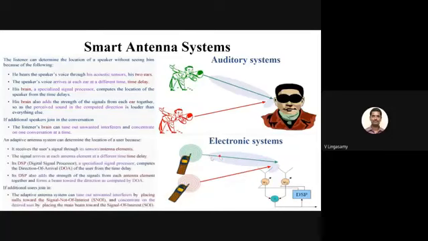Okay, so here you can see that the sensor is basically an antenna element. For example, you are receiving the signal from two different directions, but you are paying attention to one particular direction.